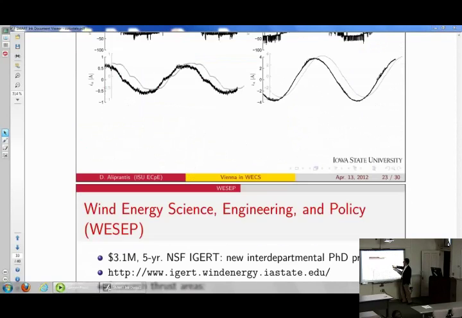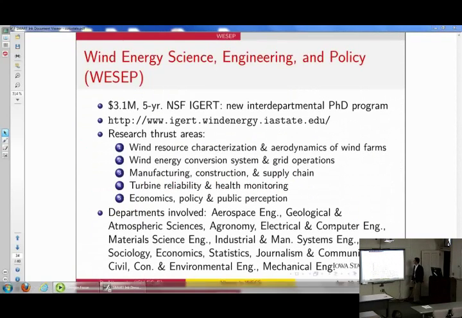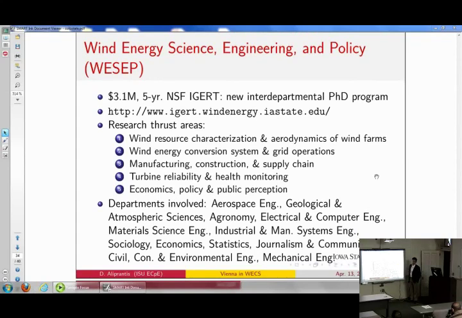this effort that we have going on at Iowa State called WESEP, Wind Energy Science, Engineering and Policy. We recently obtained funds from the National Science Foundation, the IGERT program, 3.1 million over 5 years, to create a new PhD degree. So the students here will get a degree in wind. They will not get a degree in electrical engineering or mechanical. So that's the main idea.